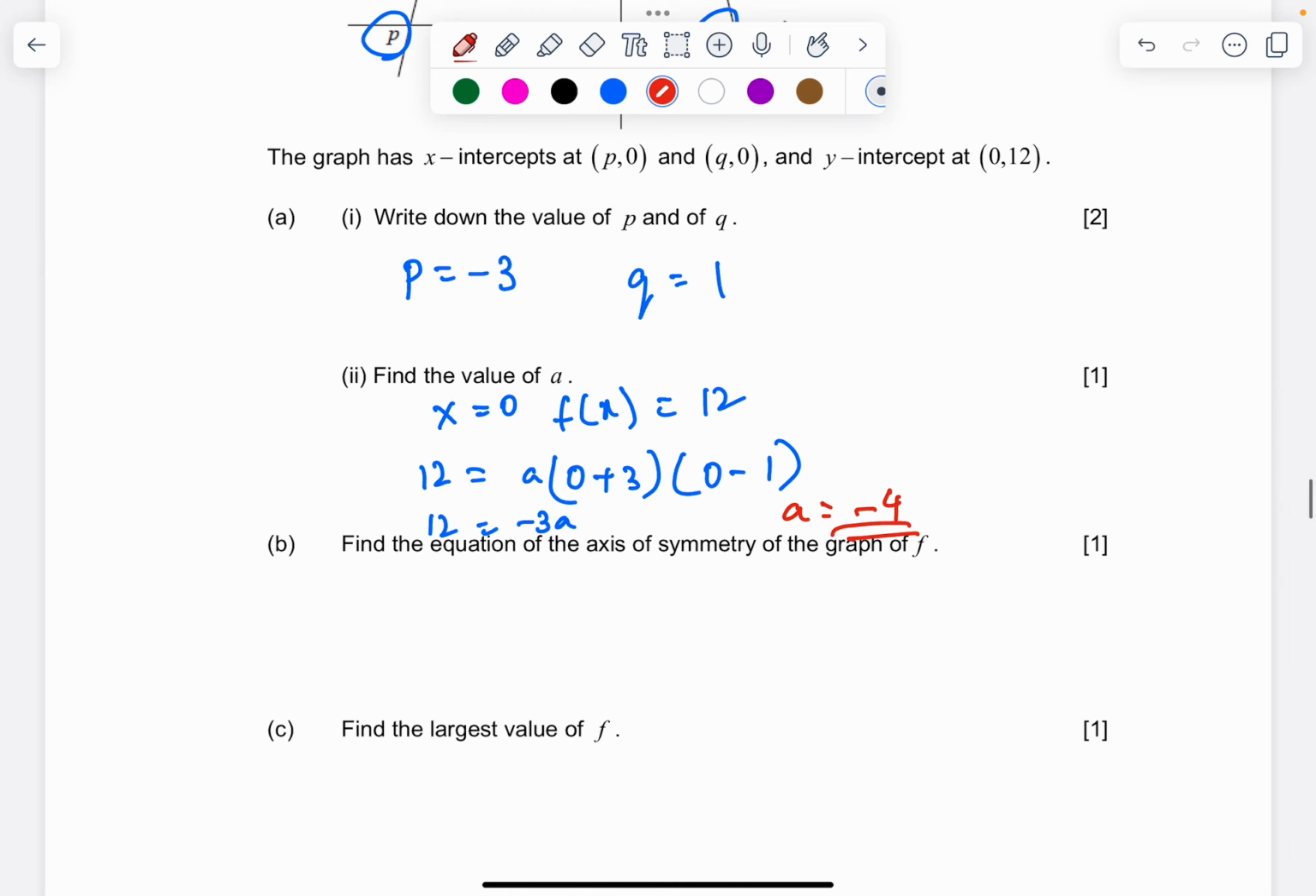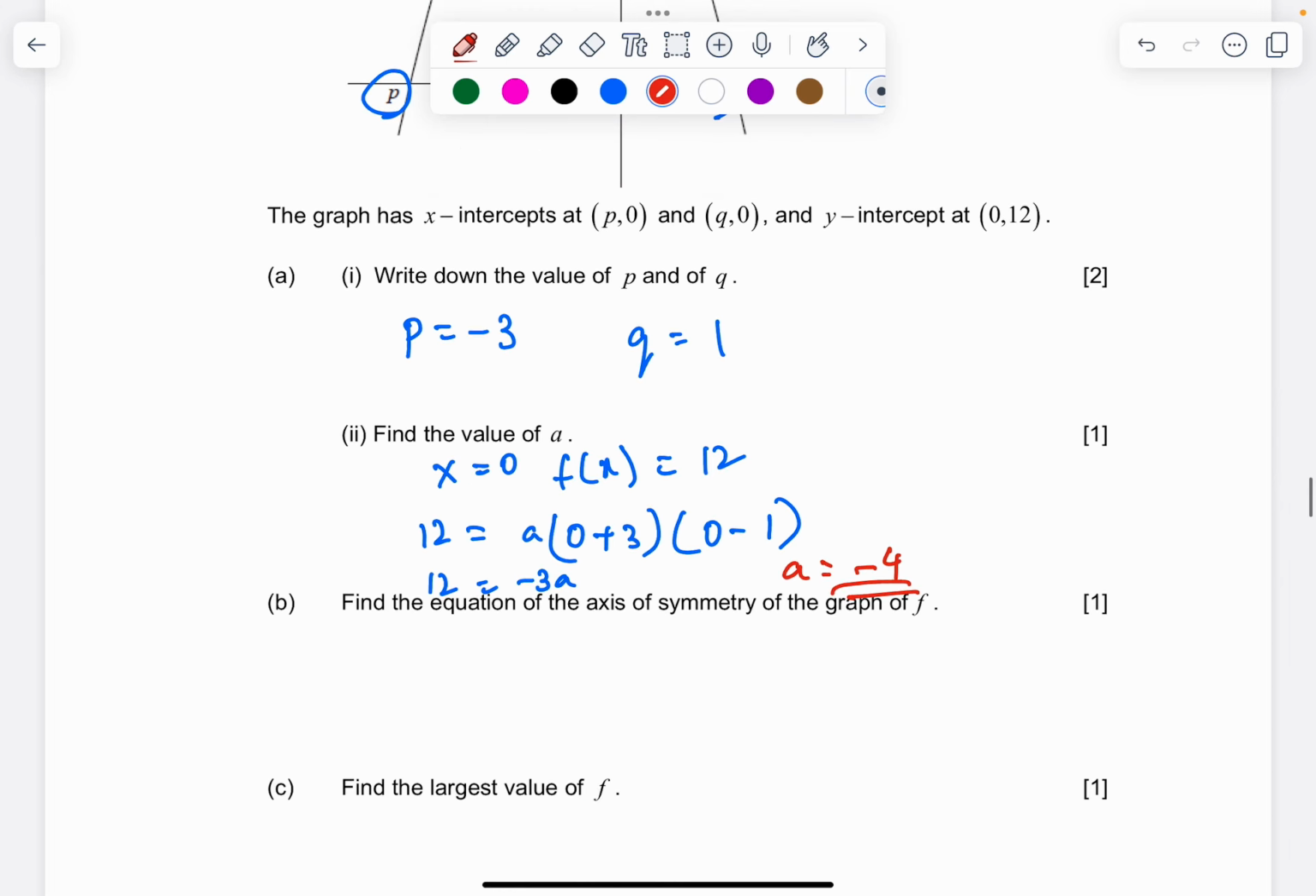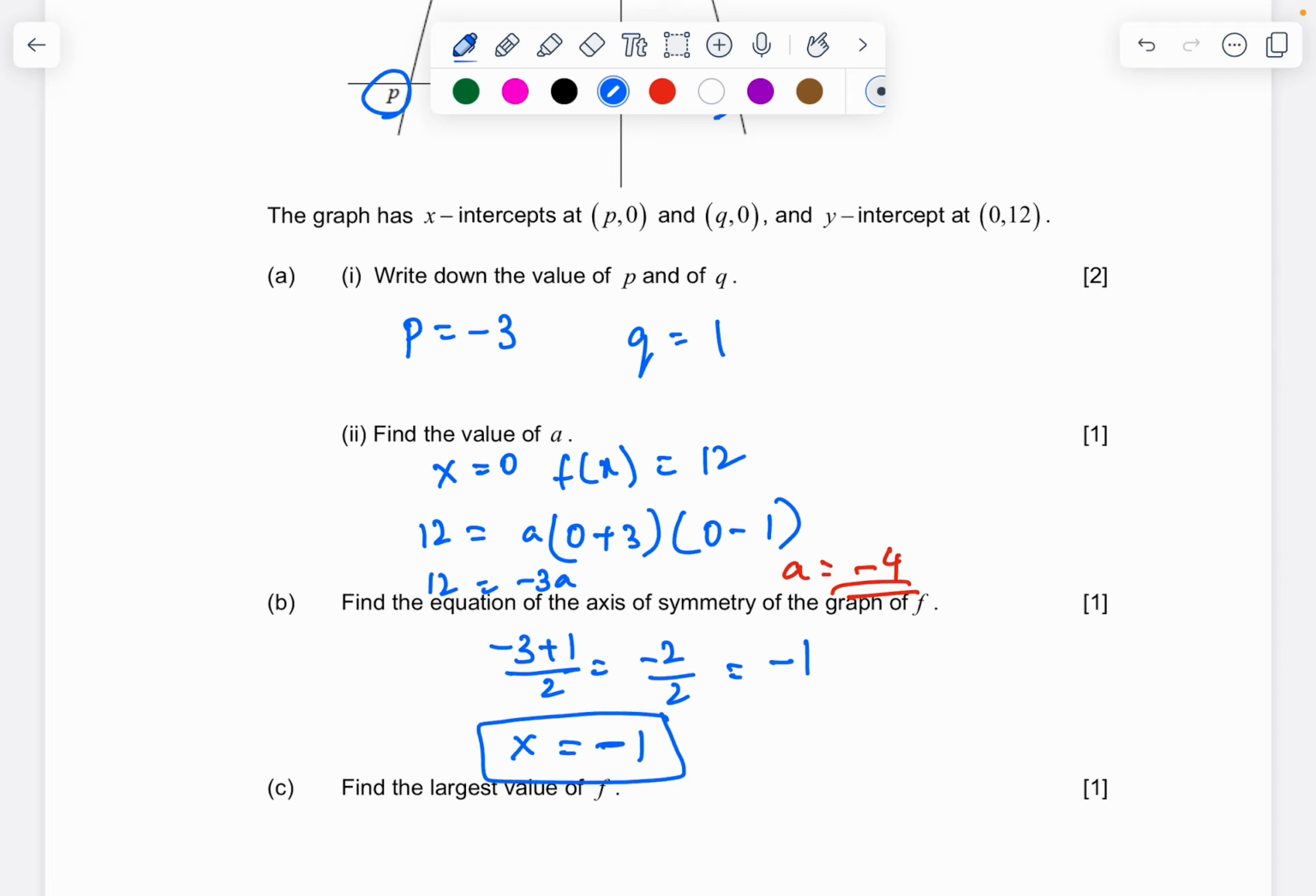Find the equation of the axis of symmetry. So how do we find the axis of symmetry? We just do (x1 plus x2) by 2, right? So (negative 3 plus 1) by 2, which is negative 2 by 2. The axis of symmetry is x equal to negative 1.